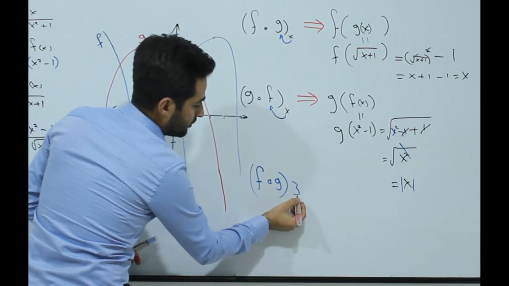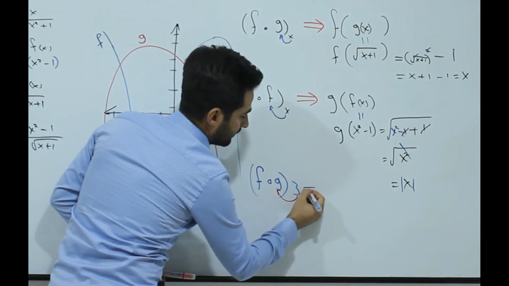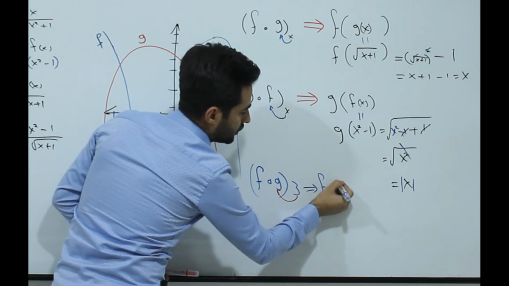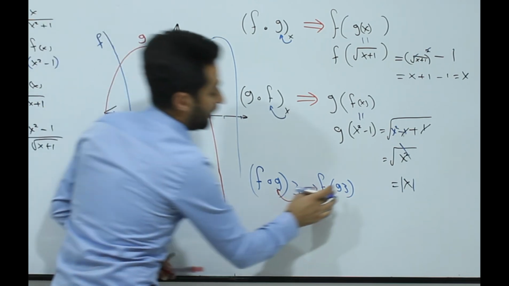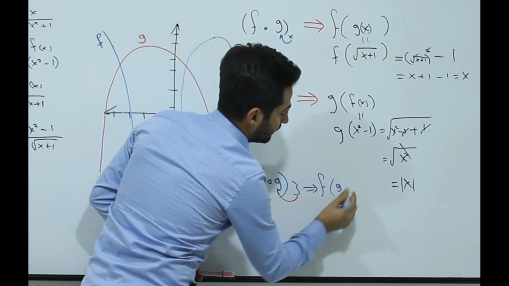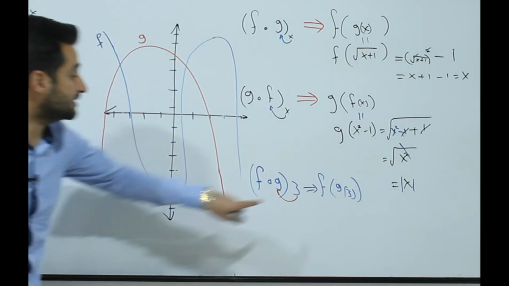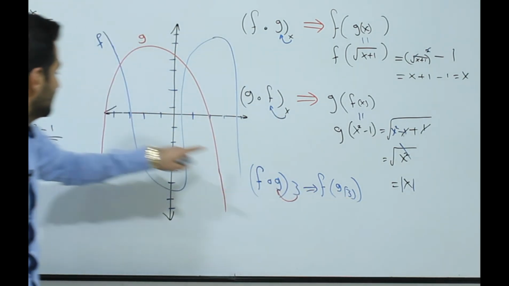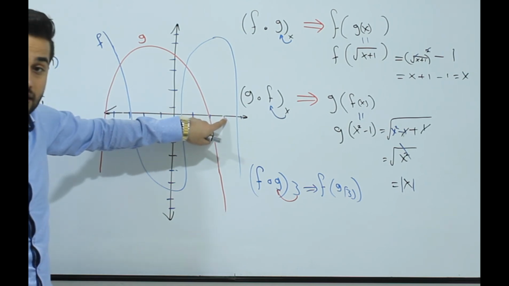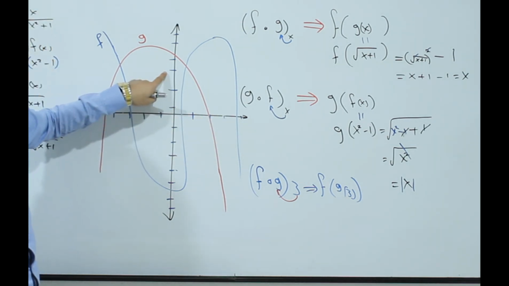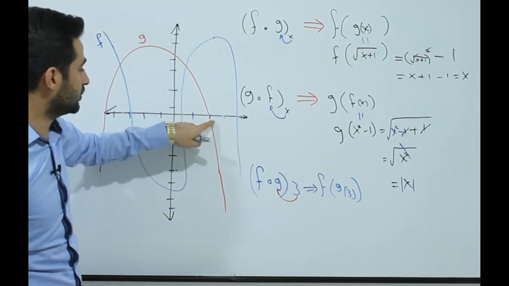Give this 3 to g, so it becomes f of g of 3. When we say g of 3, it means g of x. So find 3 in x. Where's 3? 1, 2, 3. Don't say this is also 3, because we have g of x. So find in x 1, 2, 3.